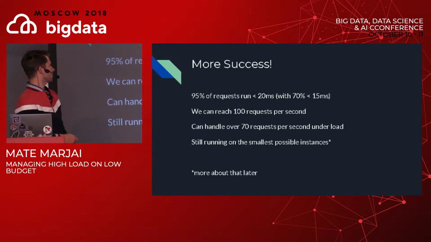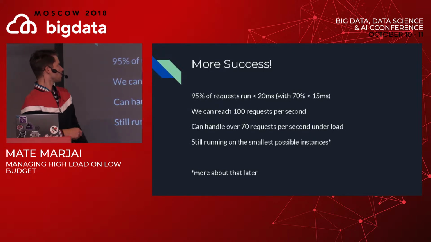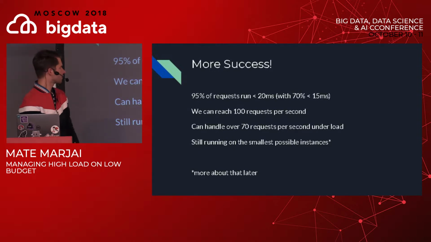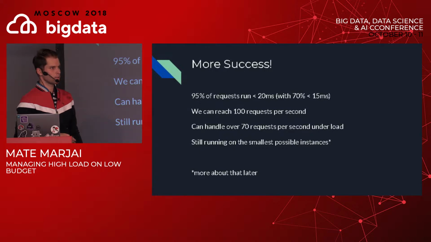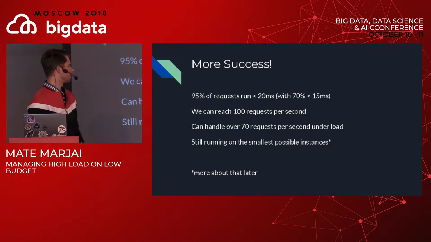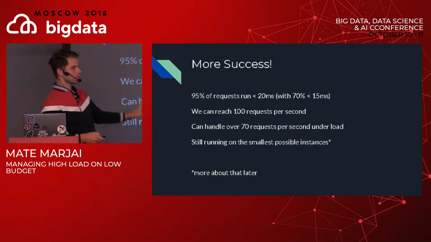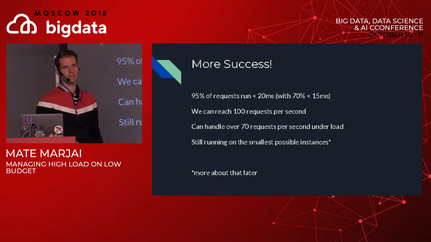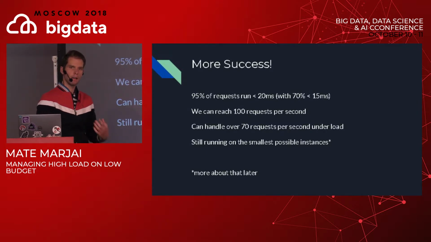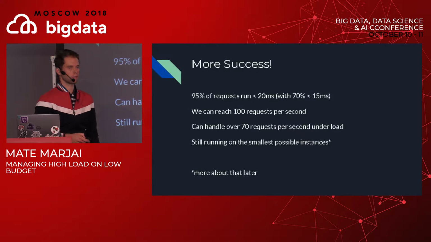So with this revised architecture, we managed to achieve response times under 20 milliseconds, still running on the smallest possible instances. We again managed to reach about 100 requests per second, which was a major improvement from about 5 to 10 in the previous setup. And we can handle about 70 under heavy load, which meant sending thousands of requests at the same time. It can still chew through 70, 80 per second and serve that back to the customers.